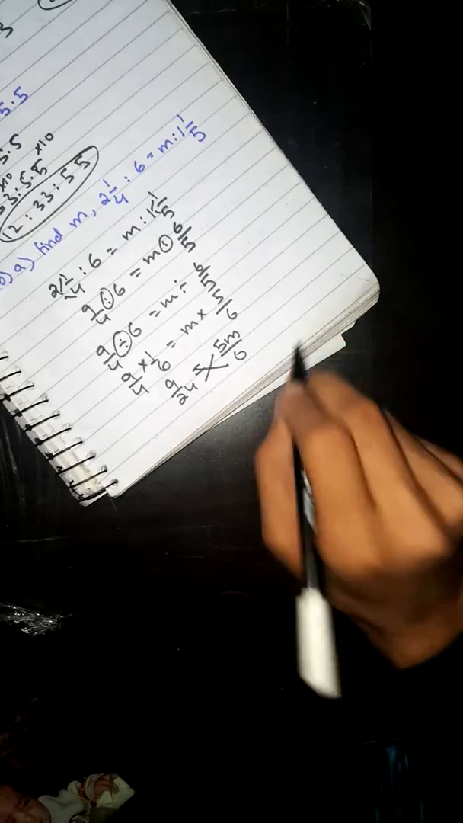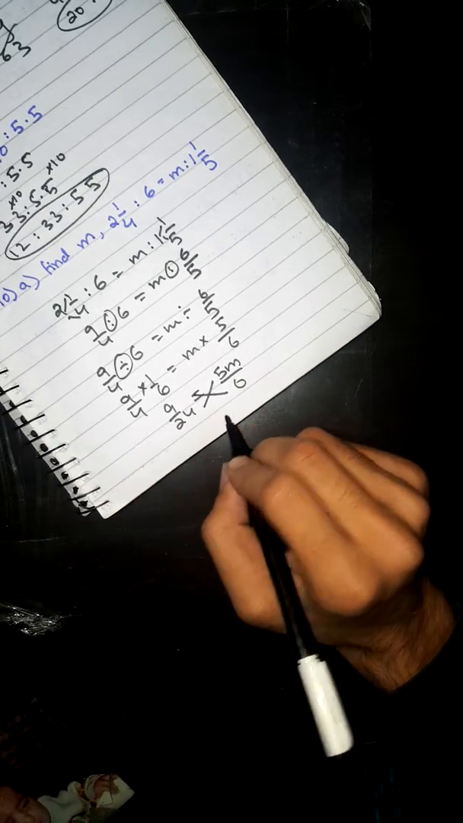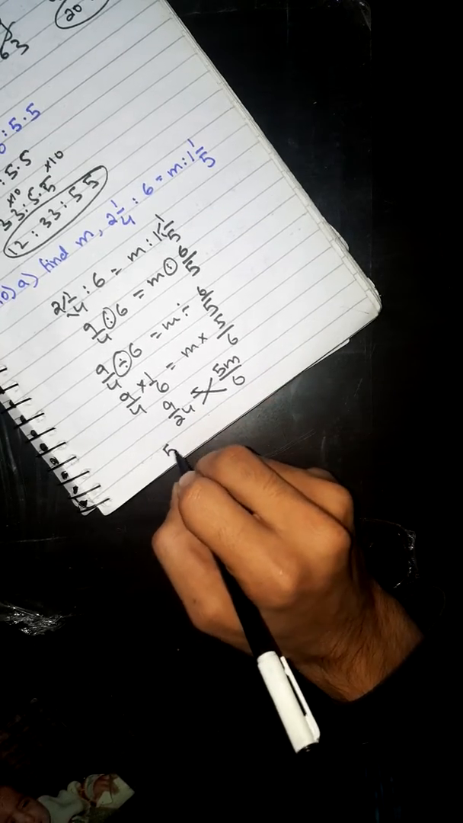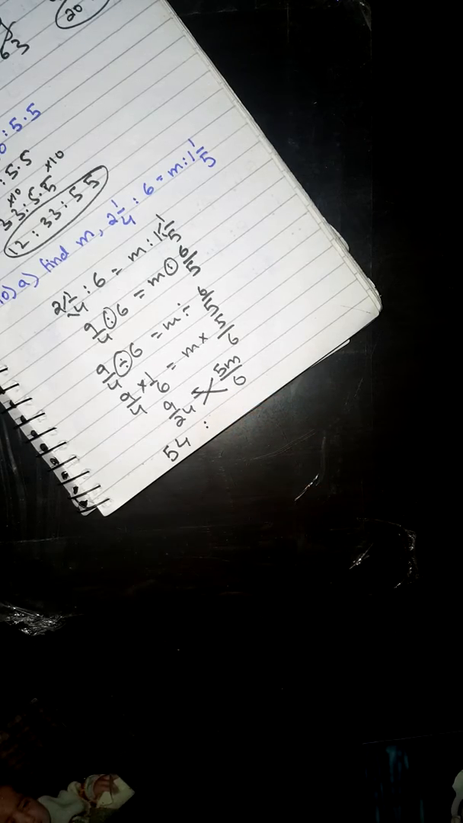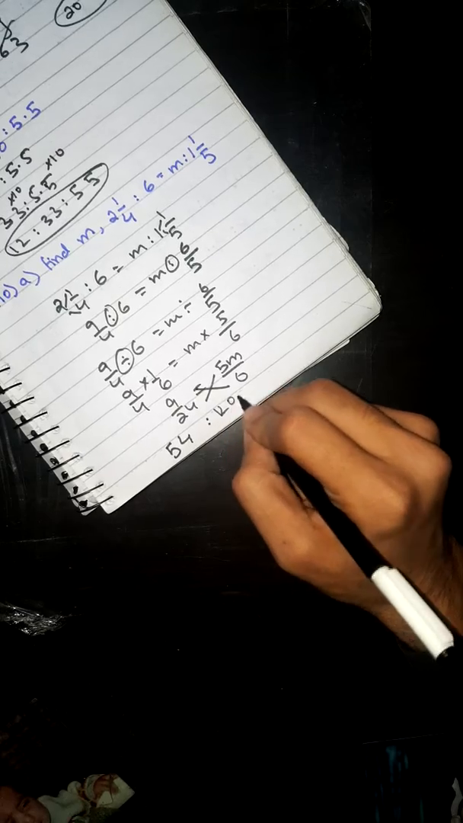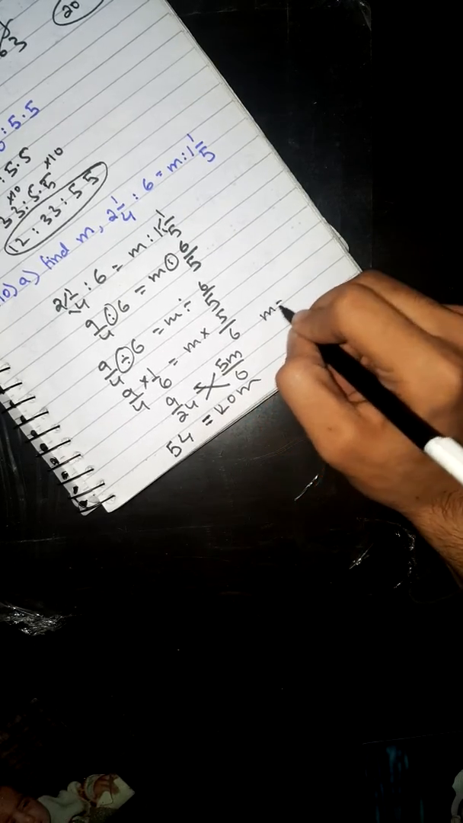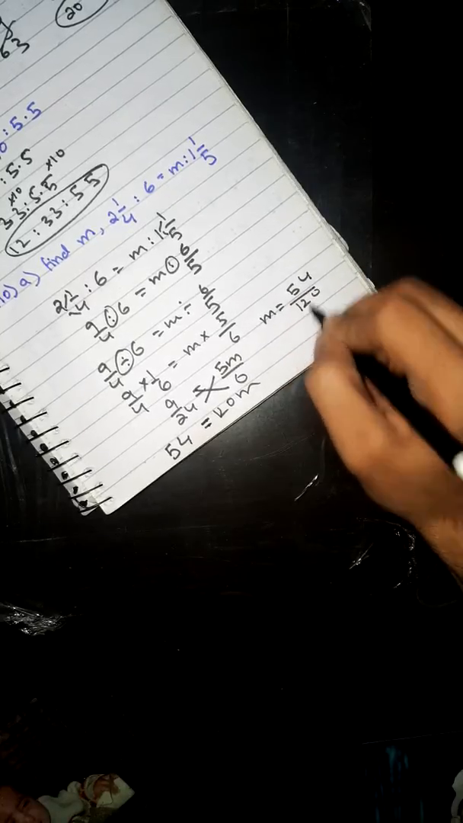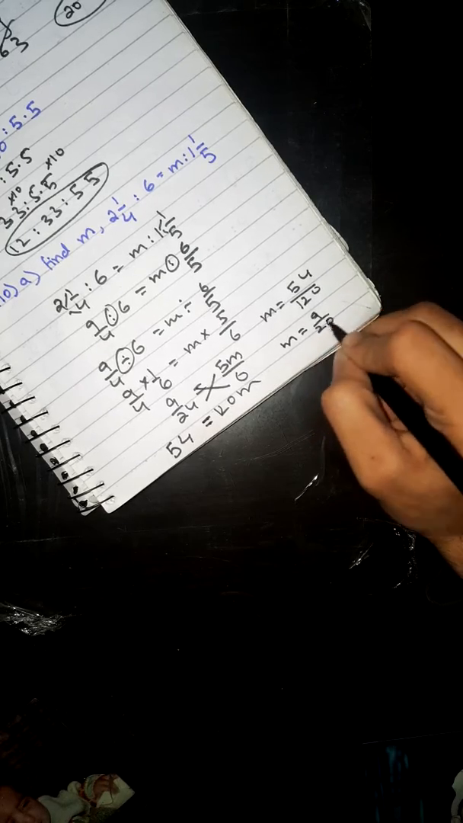Cross multiplication. So 9 into 6 will be 54. And 5 into 24 is 120m. And this is the equal to sign. So m is equal to 54 over 120. When we simplify it, it will come out to be 9 over 20.